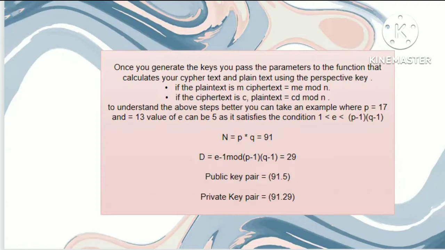N equals P times Q equals 221. D equals E^-1 mod (P-1)(Q-1) equals 29. Public key pair equals (91, 5). Private key pair equals (91, 29).